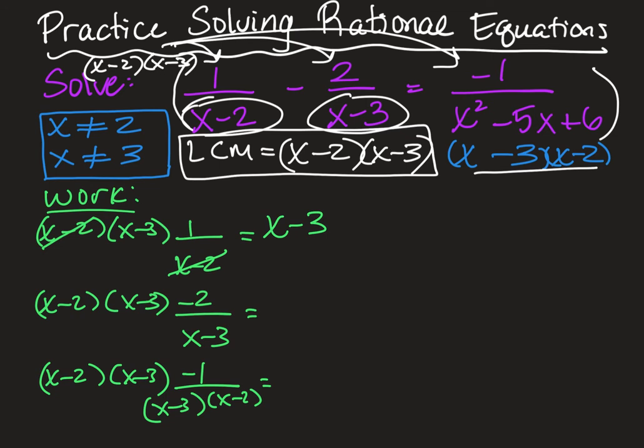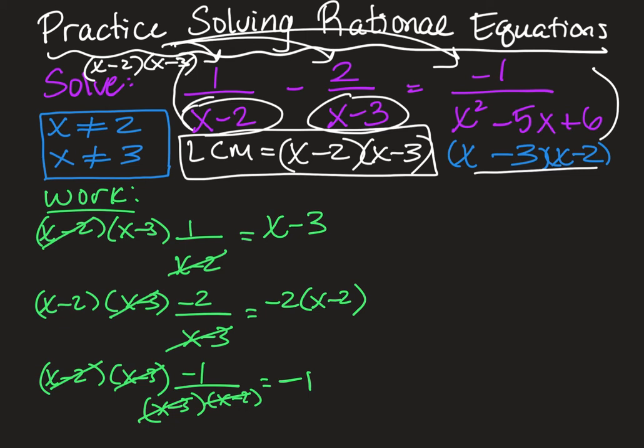Okay, so let's keep going. Let's do the next set. So now when I do the next set, the x minus 3 can't cross cancel when I do that one, and I'm left with negative 2 times x minus 2. And now when I distribute to the last one, both the x minus 3's and the x minus 2's cross cancel, and I'm left with negative 1. So these ones on the right, these are my terms for my new equation.